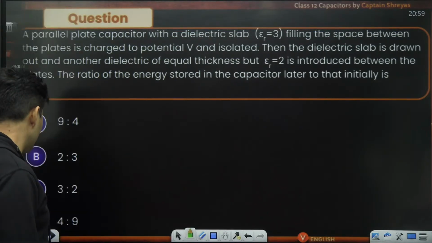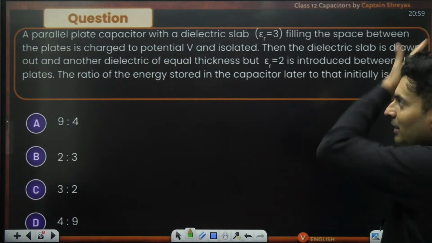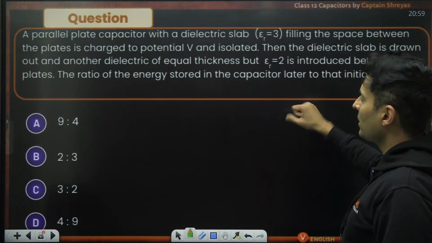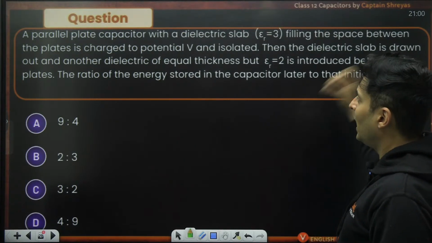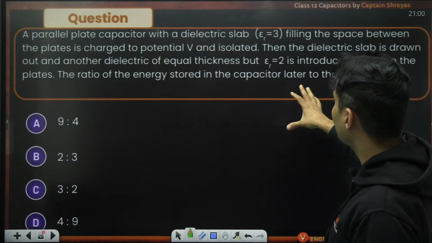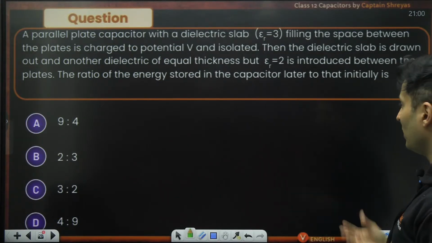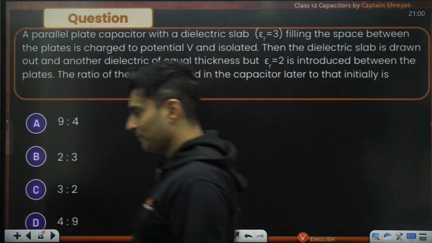Okay. How about this question? A parallel plate capacitor is there, and some medium is filling it. It's charged to a voltage and isolated. Then the dielectric slab is removed, and another dielectric of equal thickness, but a different medium, is placed in between. What is the ratio of the energy stored before versus later?